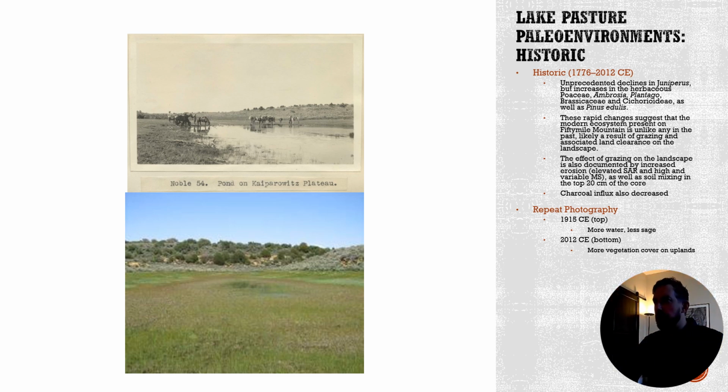And then just a couple of repeat photos on the top. There's a photo from 1915 of around the coring location, and on the bottom there's a photo from 2012 that I took. It shows that there's more vegetation cover on the uplands in 2012.